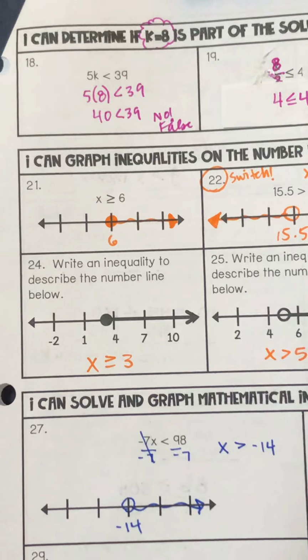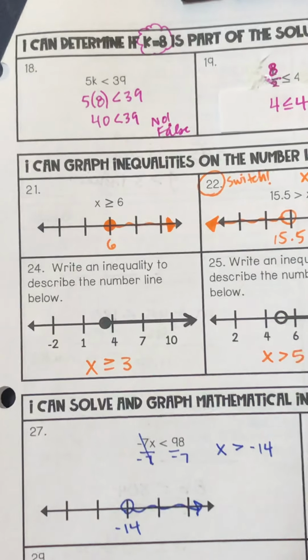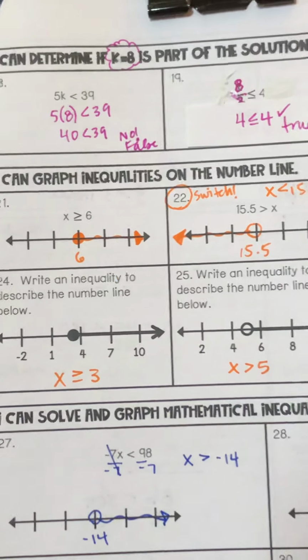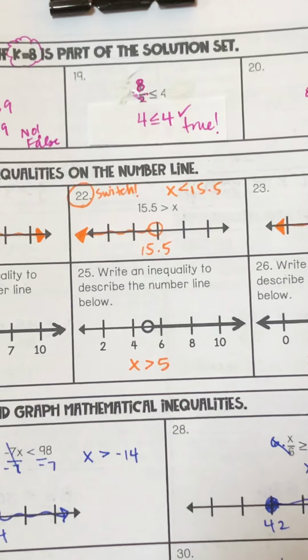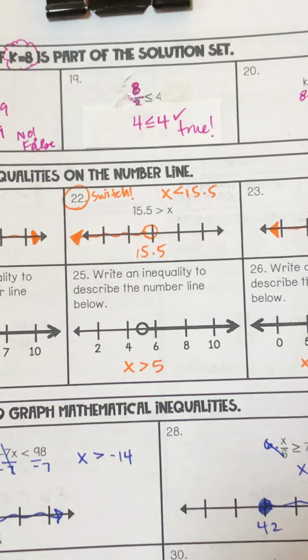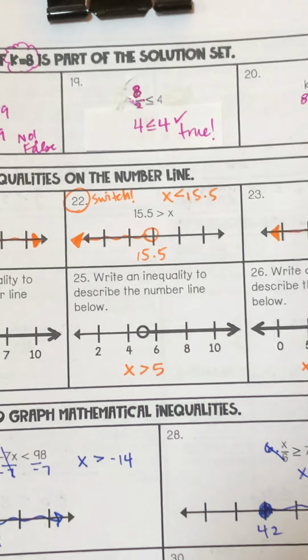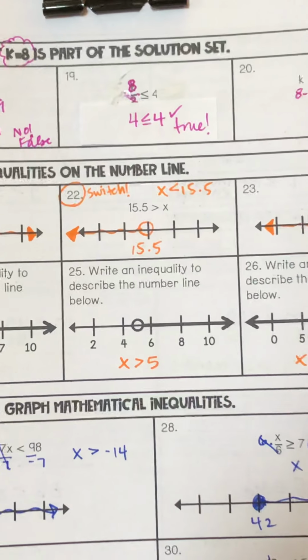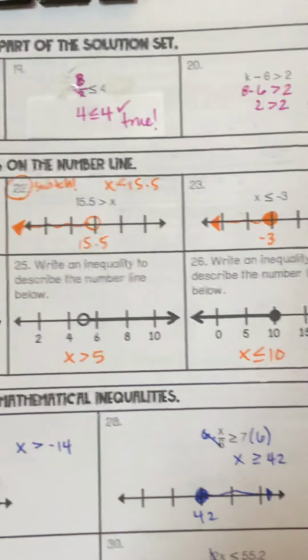We had to substitute in the number 8 for the k and do 5 times 8, which is 40. 40 is not less than 39, so that is false. Number 19, I solved it first instead of substituting, so sorry, it's a little messy. So 8 divided by 2 is 4. 4 is less than or equal to 4, so that's true.